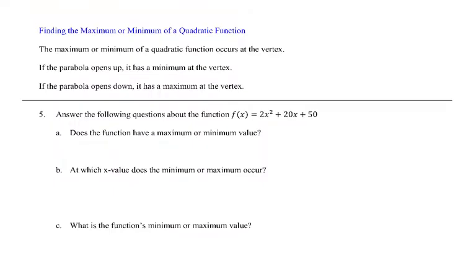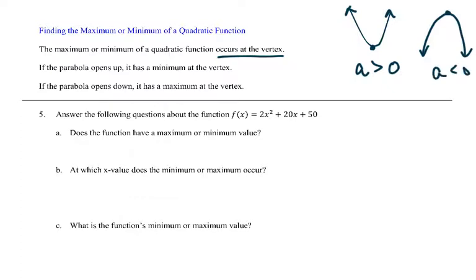I'm going to go ahead and skip to finding the maximum or minimum of a quadratic function. The maximum or minimum of a quadratic function occurs at the vertex. Okay, so your vertex on a parabola is either the very minimum point, if the leading coefficient is greater than 0, or it's the very maximum point if your leading coefficient is less than 0. So if the parabola opens up, it has a minimum at the vertex. If the parabola opens down, it has a maximum at the vertex.